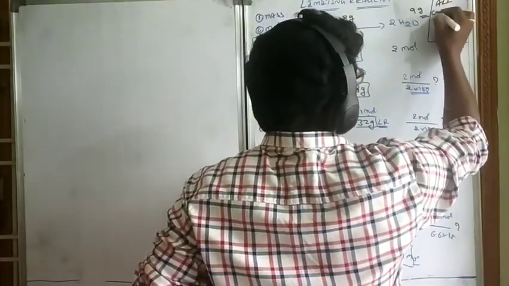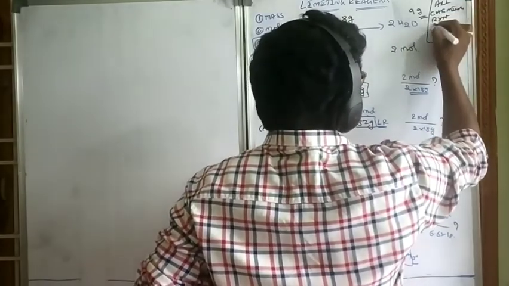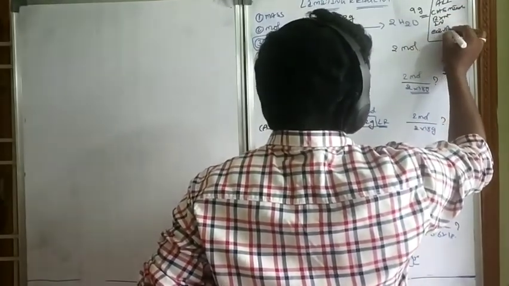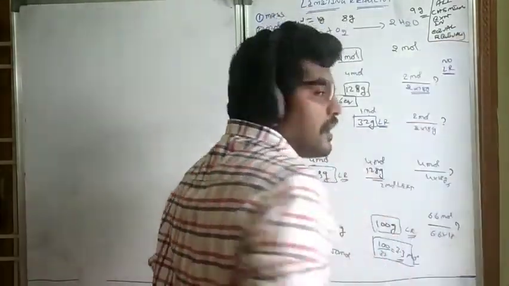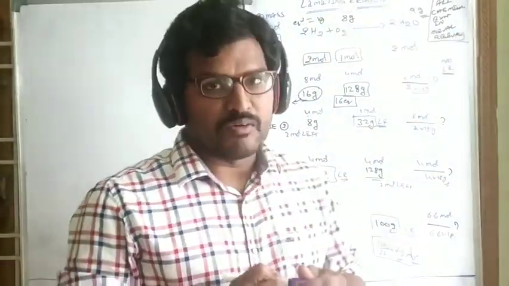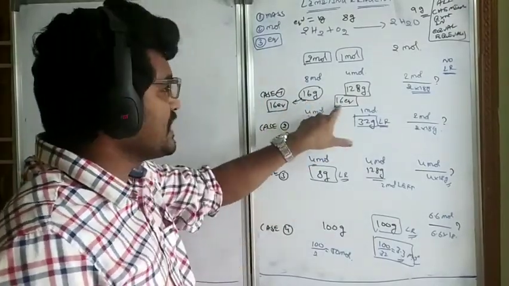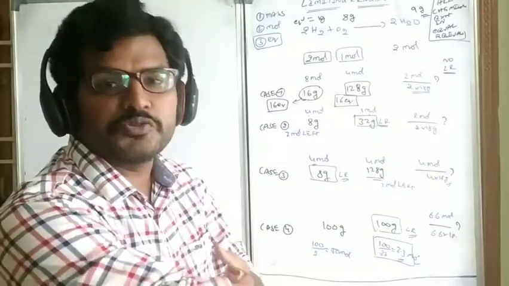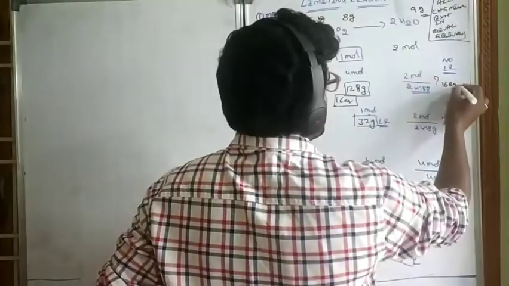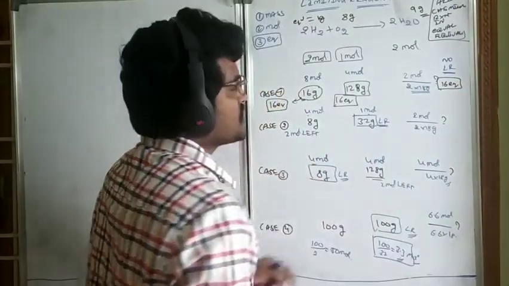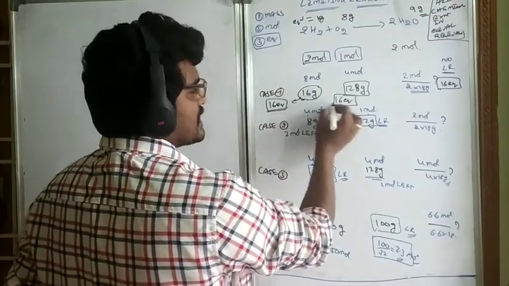All chemicals react in equal equivalents. If 16 equivalents are there, that reacts with 16. So 16 and 16 are there, and they will produce equal amounts of products also. That's why 16 equivalents of water will come. So 16 into 9, you can get the same thing.